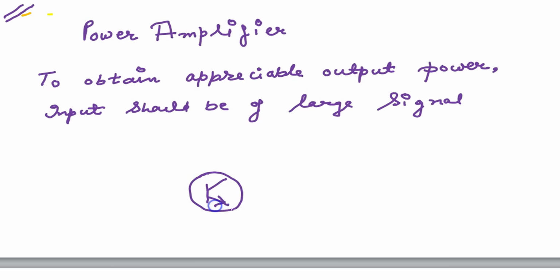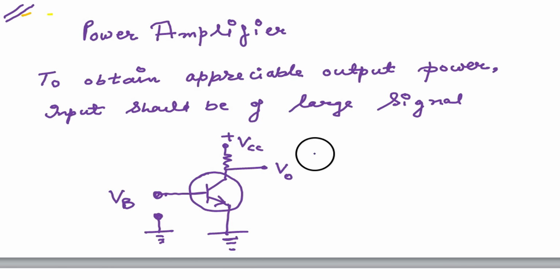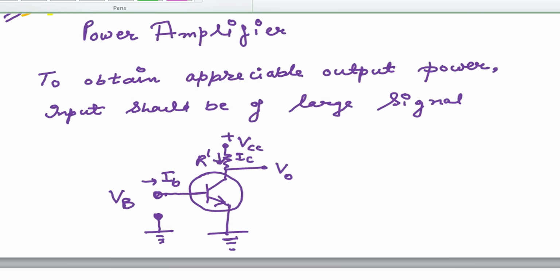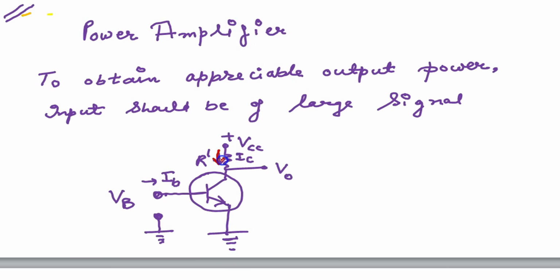We consider an NPN transistor with the emitter grounded and the base as the input. The input signal is given to the base and the output is taken at the collector. The current flowing through the collector is IC, and through the base is IB. That resistance is R dash.